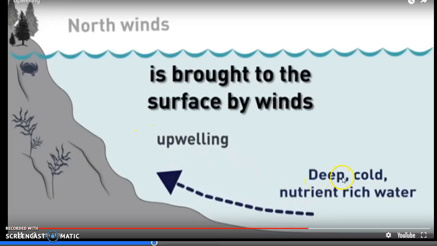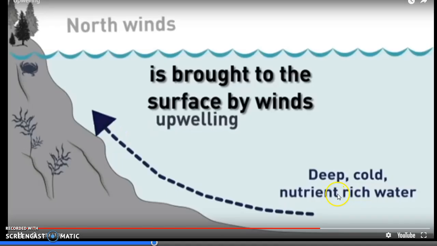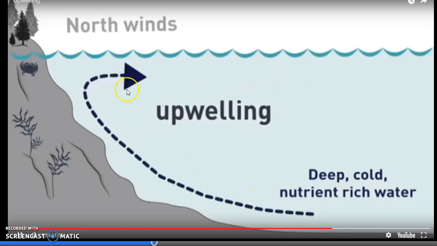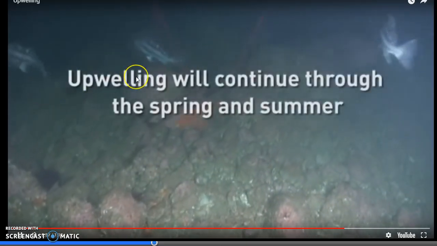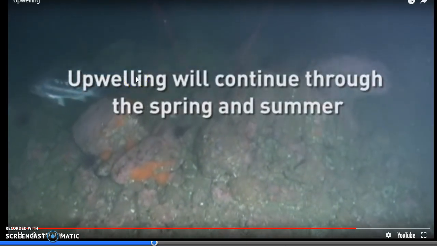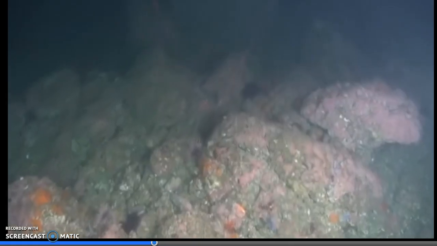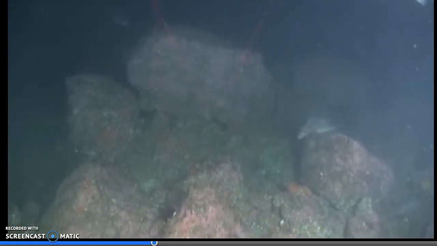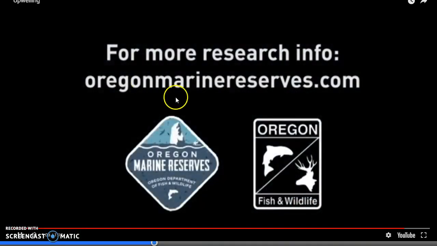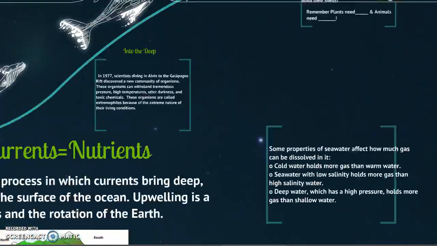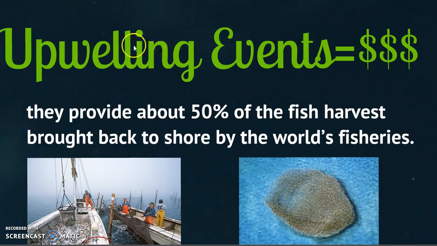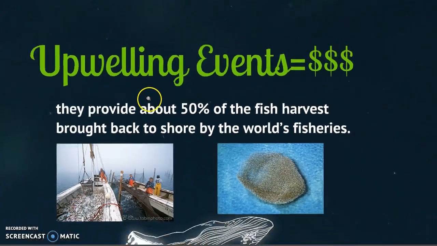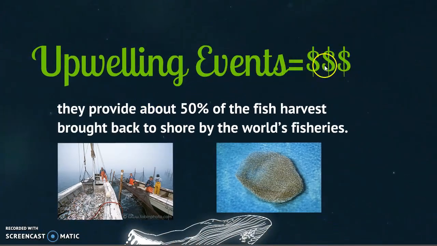So once again, deep, cold, nutrient-rich water is brought up. Once it's up and it can't go anywhere, it sits at the surface, and nutrients plus sunlight equals photosynthesis, which then means plants. So these upwelling events are important because they equal money.